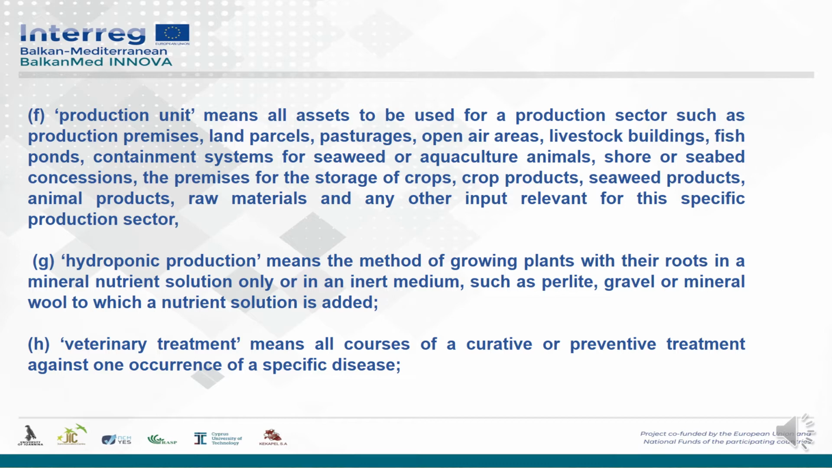Hydroponic production means the method of growing plants with their roots in a mineral nutrient solution only or in an inert medium such as perlite, gravel, or mineral wool to which a nutrient solution is added. And the other important term to be defined: veterinary treatment means all courses of a curative or preventive treatment against one occurrence of a specific disease.